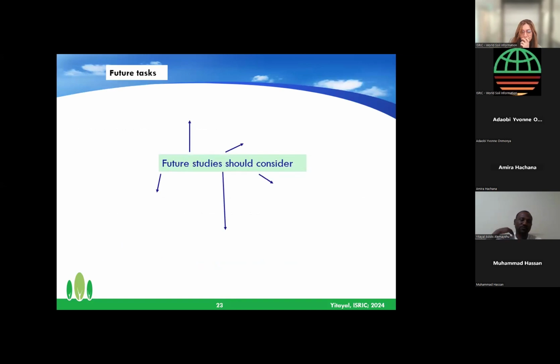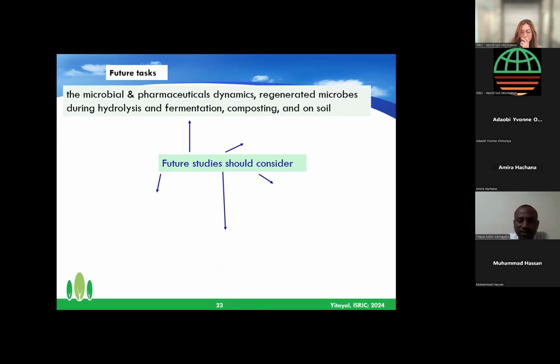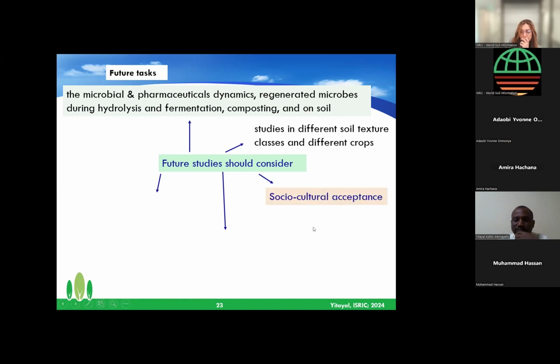What I would recommend for future studies is, one, the microbial dynamics should be investigated. The other is studies on repeated application and the socio-cultural acceptance. This has to be given due attention, because people may say this is urine, a waste material excreted from humans, so how do we use it as a fertilizer? So the socio-cultural acceptance, the paradigm shift, has to be worked on.